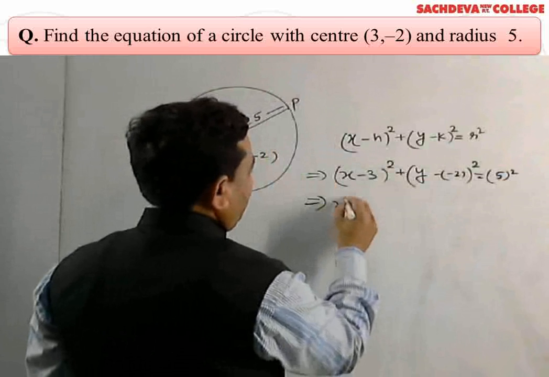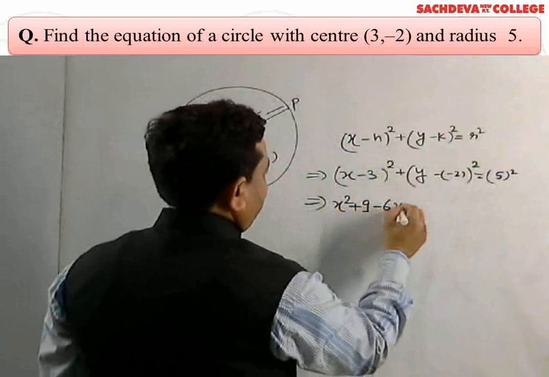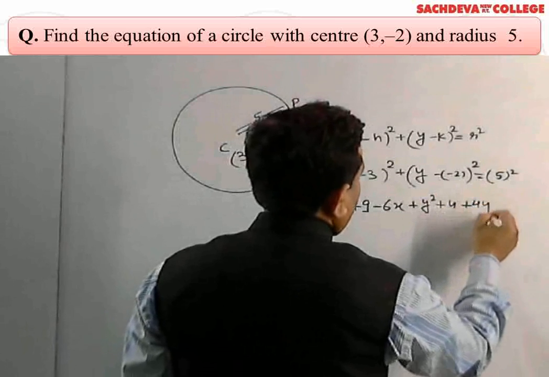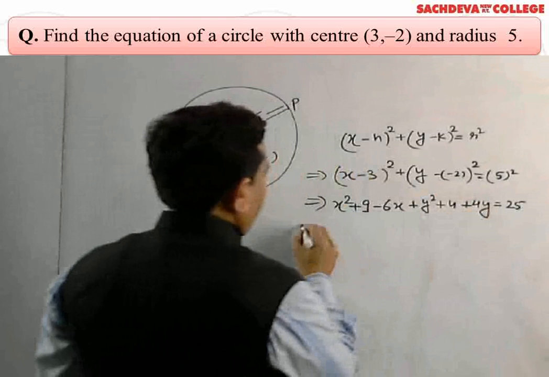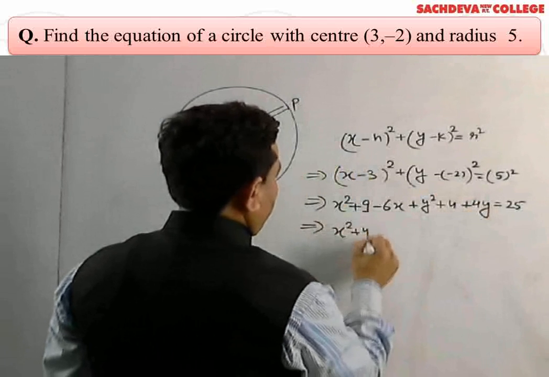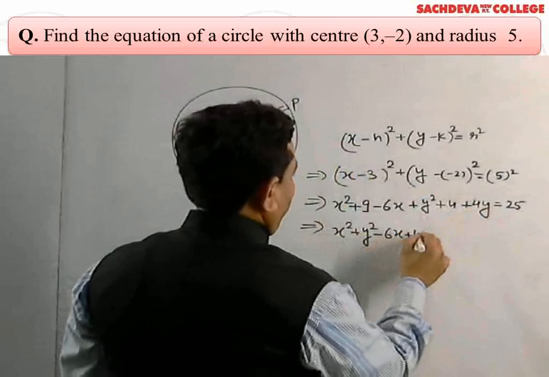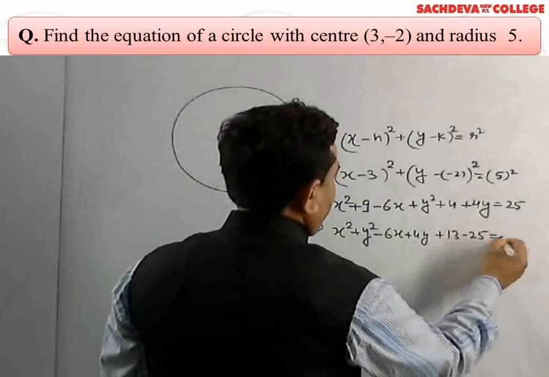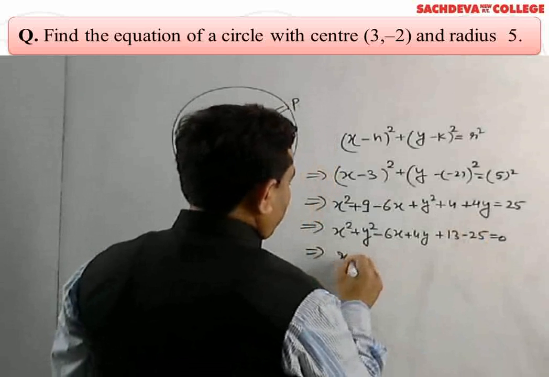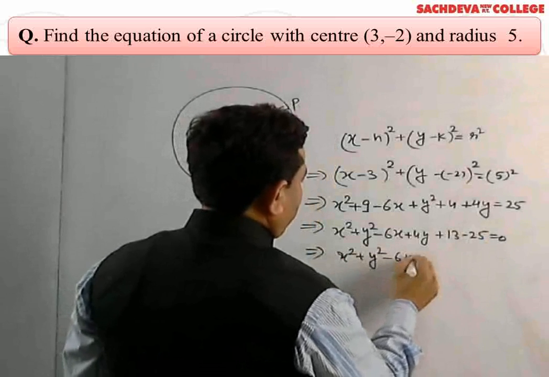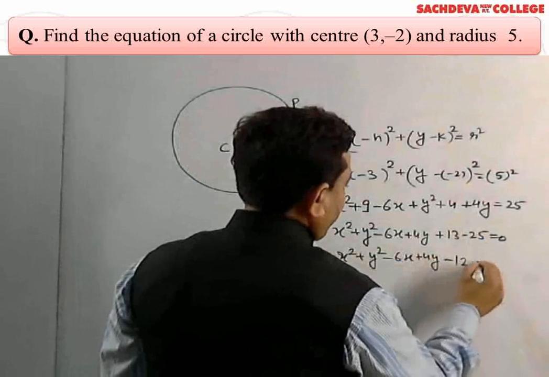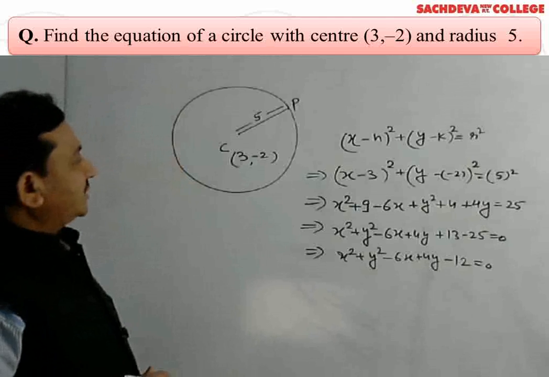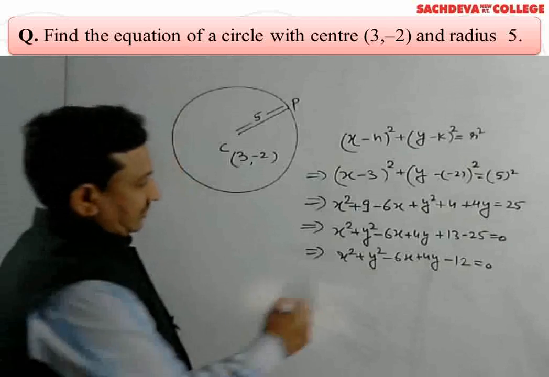or will be equal to x square plus 9 minus 6x plus y square plus 4 plus 4y is equal to 25, or x square plus y square minus 6x plus 4y plus 13 minus 25 is equal to 0. So x square plus y square minus 6x plus 4y minus 12 is equal to 0 is the required equation of the circle whose center is (3, -2) and radius is 5.